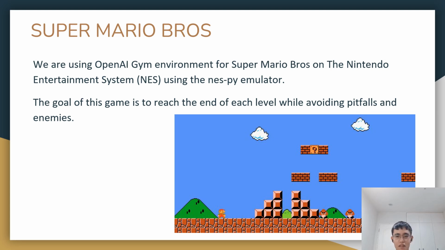And our topic, the game we are using, is Super Mario Bros. We are using the OpenAI Gym environment for Super Mario Bros on the Nintendo Entertainment System using the NES-py emulator. The goal of this game is to reach the end of each level while avoiding pitfalls and enemies.